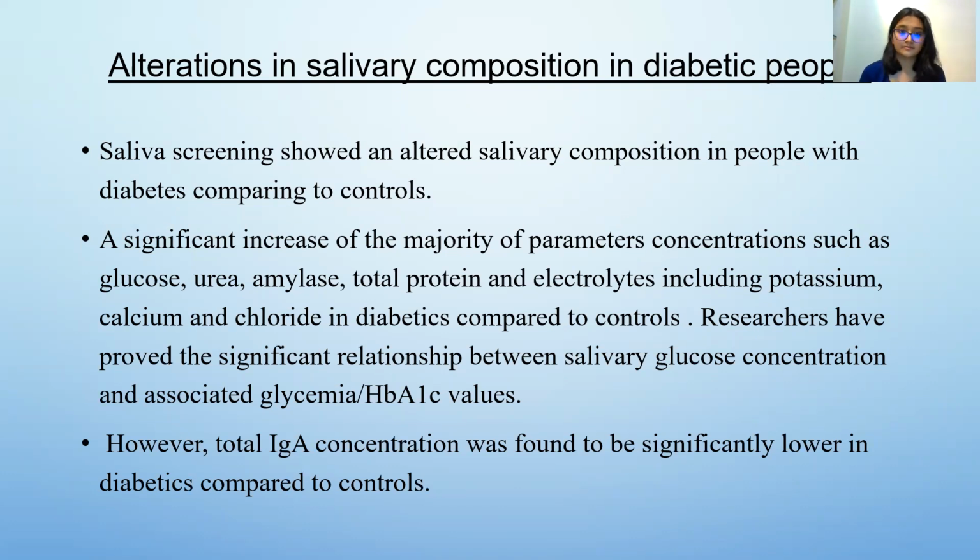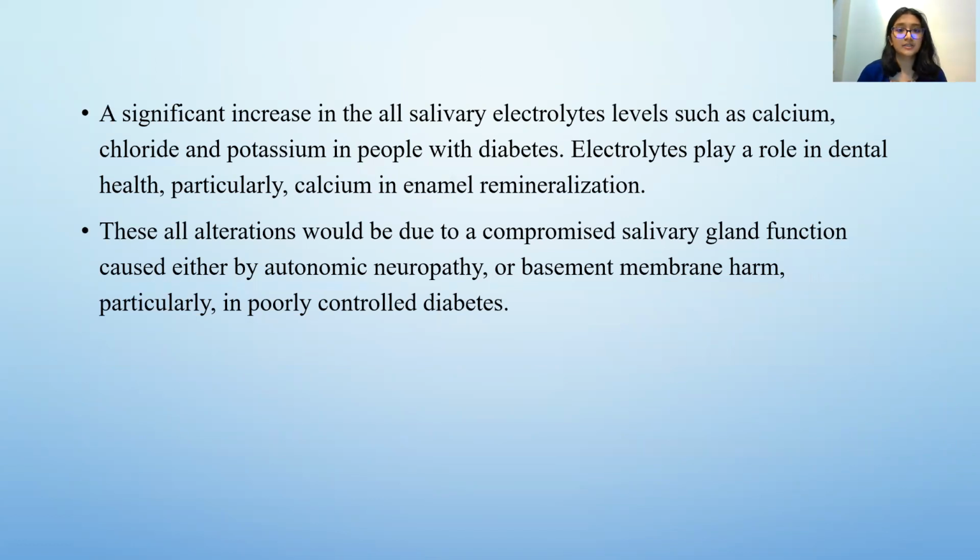to pathogens. A significant increase in all salivary electrolyte levels such as calcium, chloride, and potassium in people with diabetes. Electrolytes play a role in dental health, particularly calcium in enamel remineralization. Researchers say that all these alterations would be due to a compromised salivary gland function caused either by autonomic neuropathy or basement membrane harm, particularly in poorly controlled diabetes.